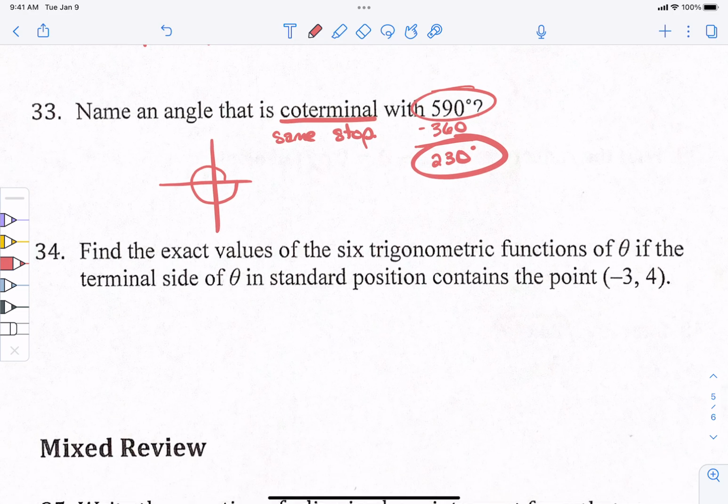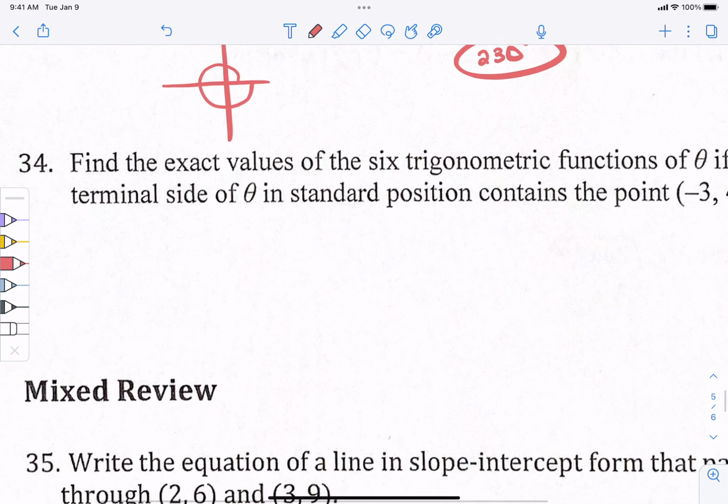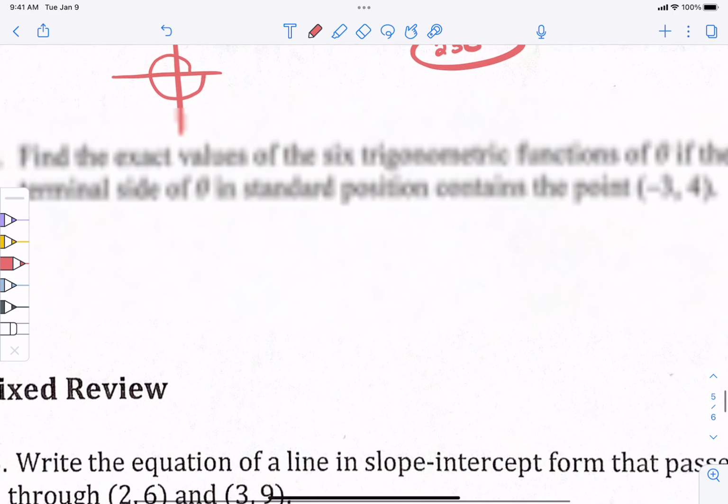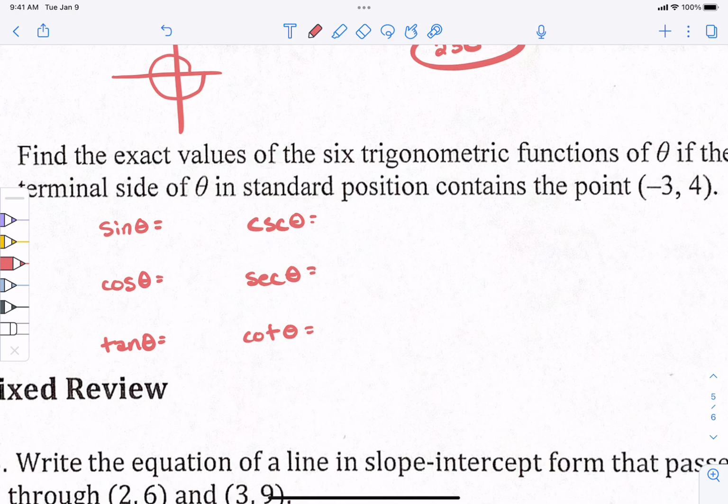34, find the exact value. This one's a little bit of work, okay? Find the exact value of the 6 trig functions of theta. All right, let's write those out to start with. The 6 trig functions are sine of theta, cosine of theta, tangent of theta, and those are the main 3. And then after that, we have cosecant, which goes with sine. We have secant, which goes with cosine, and cotangent, that goes with tangent, okay? So we have those 6 trig functions, okay?